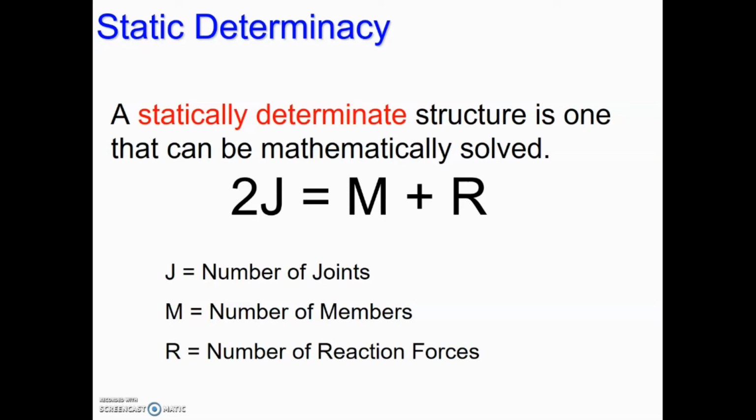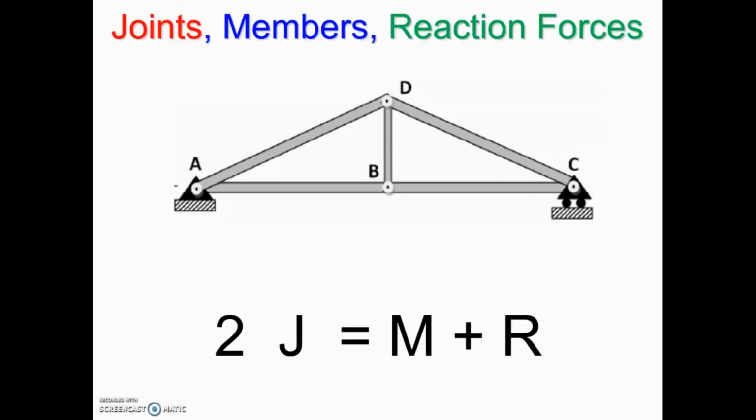So if your left side and your right side are equal to each other, we know that we can solve that truss. That means it is statically determinate. So let's see what that looks like. Let's say that we have a truss right here, and it might be a good idea to copy this down so you can check it out later on.